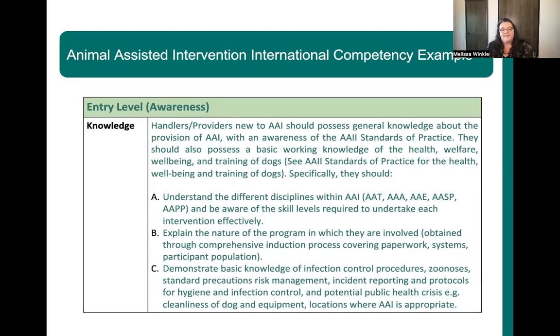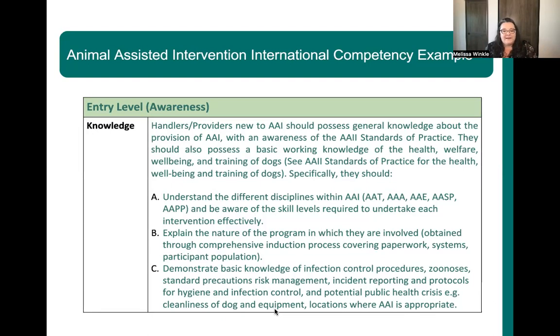They should be able to explain the nature of the program in which they are involved, obtained through comprehensive induction processes covering paperwork, systems, participant, the population. They should also be able to demonstrate basic knowledge of infection control procedures, such as zoonosis. And remember that zoonosis are cooties that can be transmitted between humans and animals. It's not always the animals that can give cooties. Sometimes it's the human animal that gives the cootie to the animal we're working with.